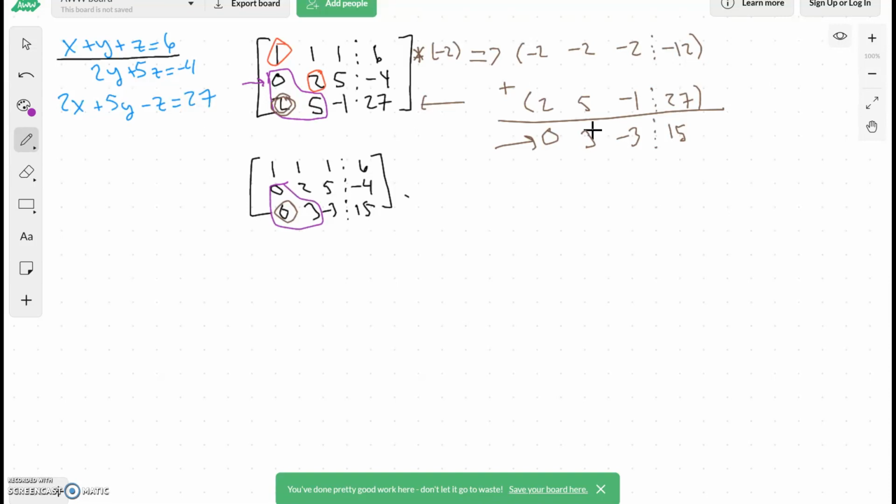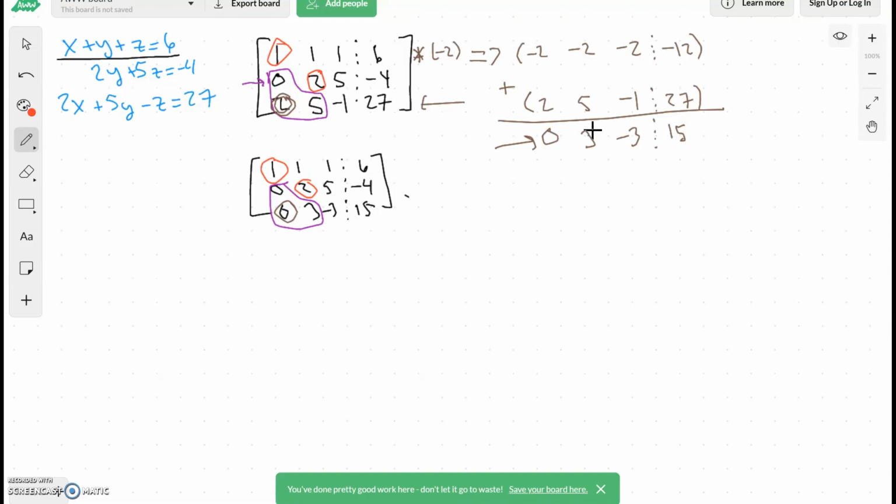So now I'm going to go ahead and use the 2 on my second row to eliminate this 3. So basically, to recap, this 1 is used to get rid of these two numbers so they're not 0, and this middle number is used to get rid of this 3.